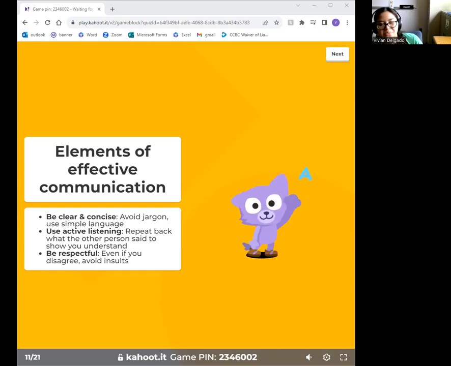And then being respectful. So respect is essential for effective communication. This means being polite and considerate of the other person, even if you disagree with them. It also means that you're avoiding insulting them or giving them any personal attacks. So when you disagree with someone, it's important to focus on the issue at hand, and you got to avoid making those personal attacks, like I said. You can also try to see things from the other person's perspective, and understand why they feel the way they do.